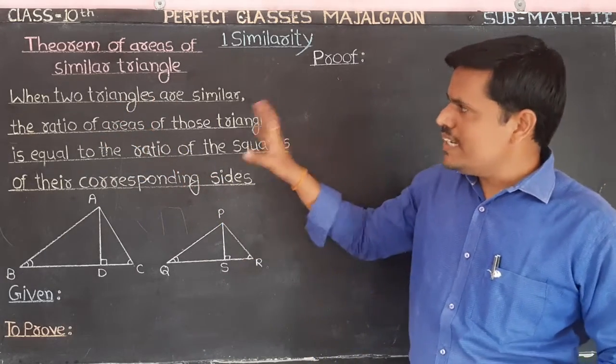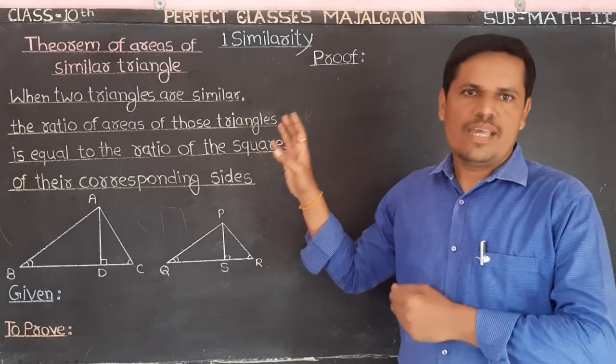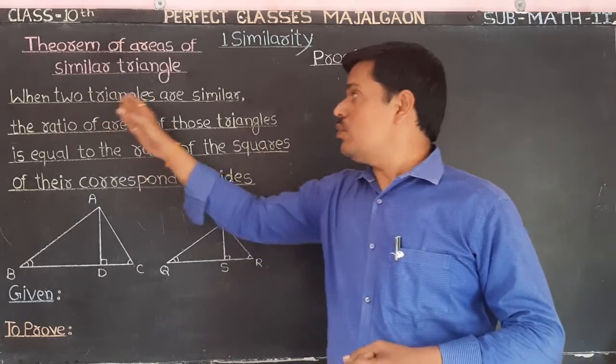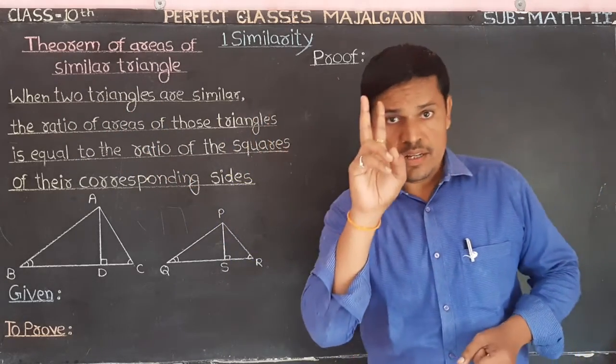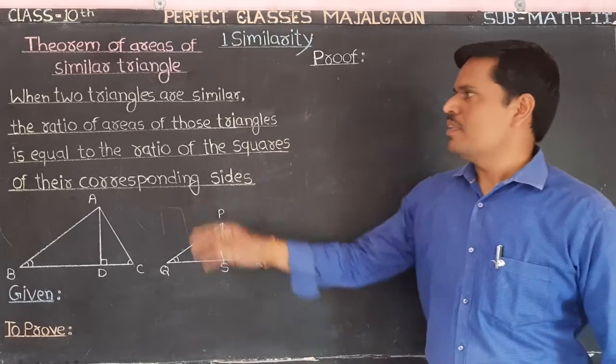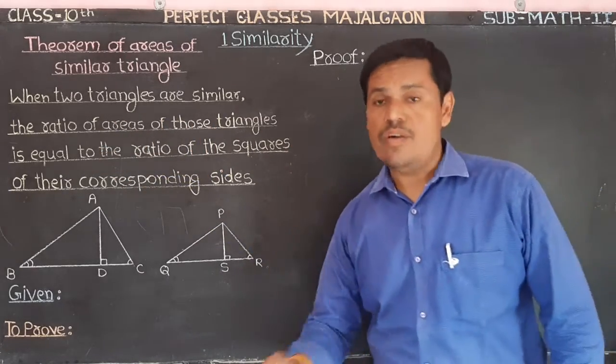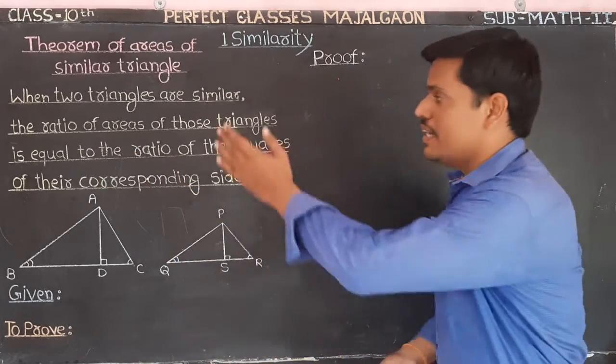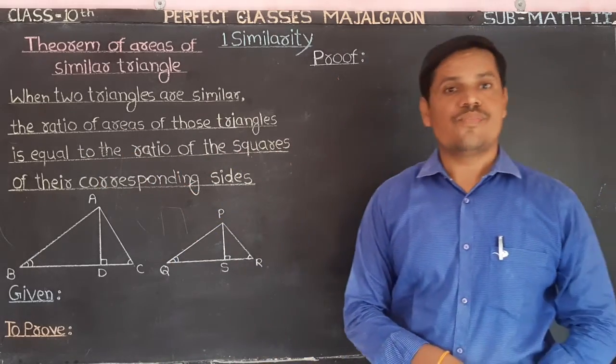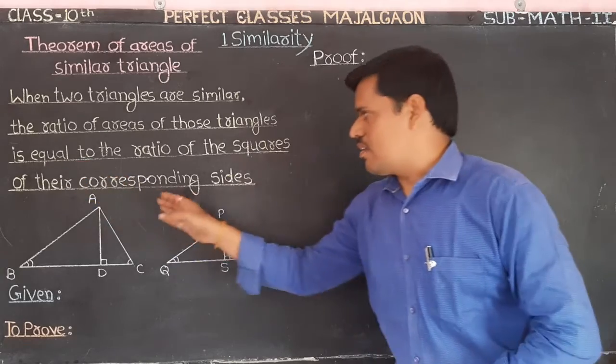Here, first we read the statement of our theorem, and the statement is: when two triangles are similar, the ratio of areas of those triangles is equal to the ratio of the squares of their corresponding sides.